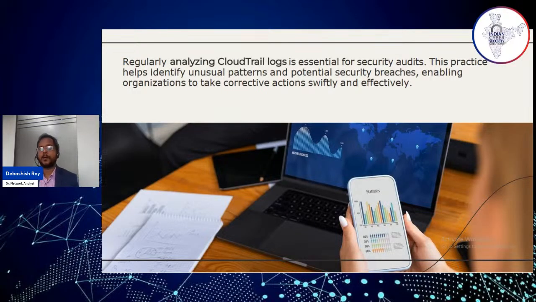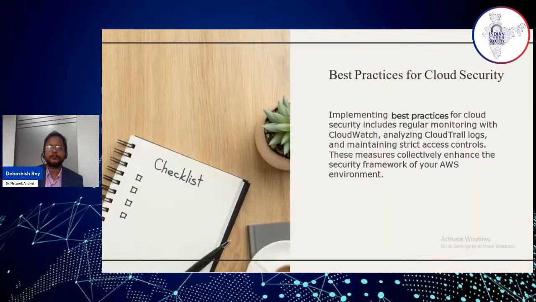Regularly analyzing CloudTrail logs is very essential for security audits. Now, this practice helps identify unusual patterns and potential security breaches or unauthorized access attempts, enabling organizations to take corrective actions swiftly and effectively. Now, implementing best practices for cloud security means regular monitoring with CloudWatch that I was talking about, and also analyzing the CloudTrail logs and maintaining strict access controls. Now, these measures collectively enhance the security framework of your AWS environment.